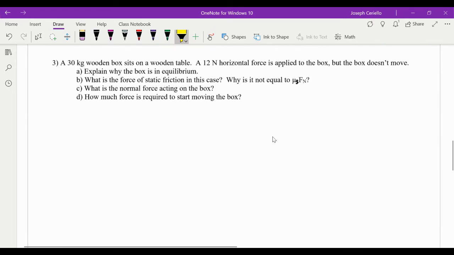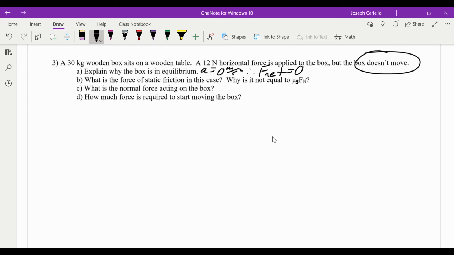And number 3. So we have a wooden box on a wooden floor. It's 30 kilograms. A 12 Newton force is applied to the box, but the box doesn't move. Why is the box at equilibrium? Well, it's not moving, right? Therefore, the acceleration is 0. Therefore, the net force is equal to 0. And it's equal to 0 in x and y, right? It's not moving at all. So all the net forces are 0.